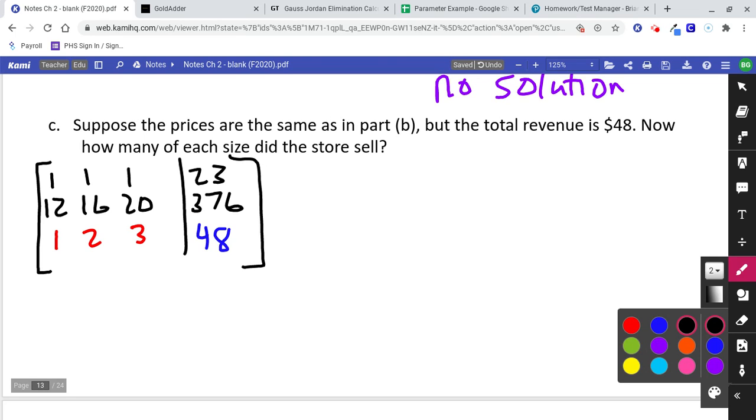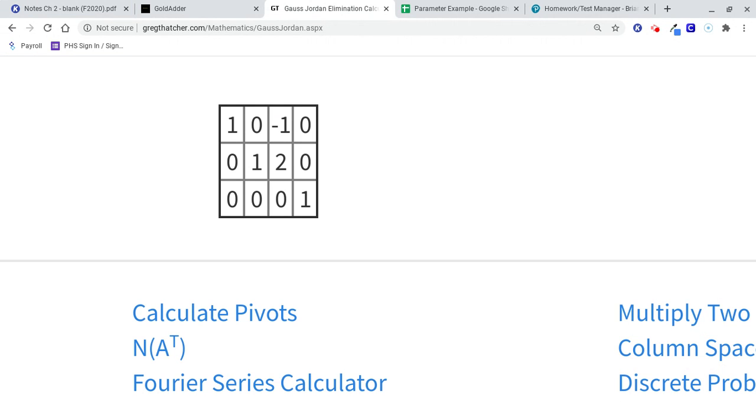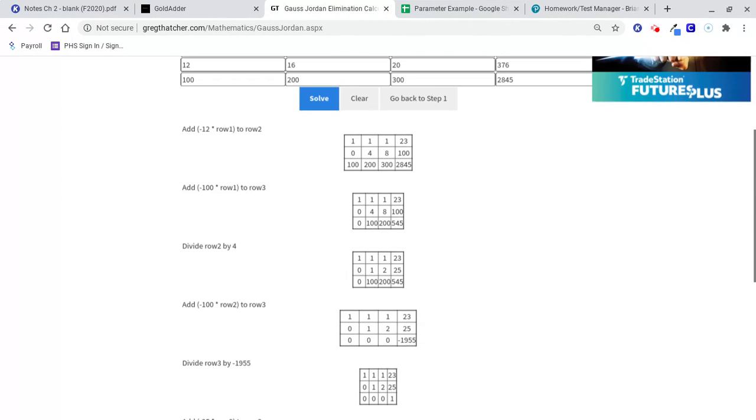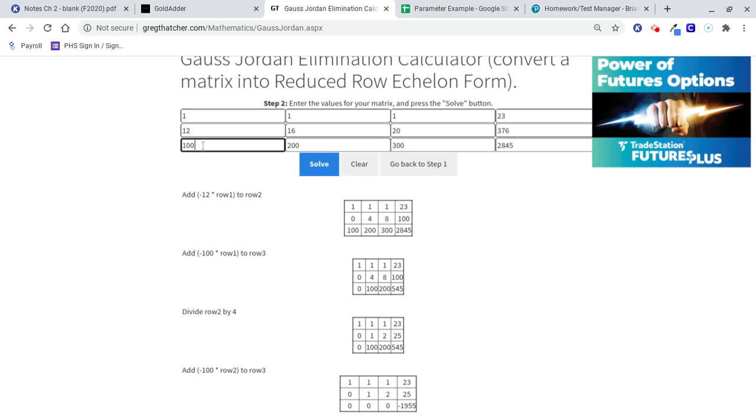So again, the original numbers are in black. I changed the red in part B, and now I'm changing that 48. And we're going to do another RREF. So let's go back here. And I'm going to change this back to 1, 2, 3, and then that total is 48. Everything else stayed the same.